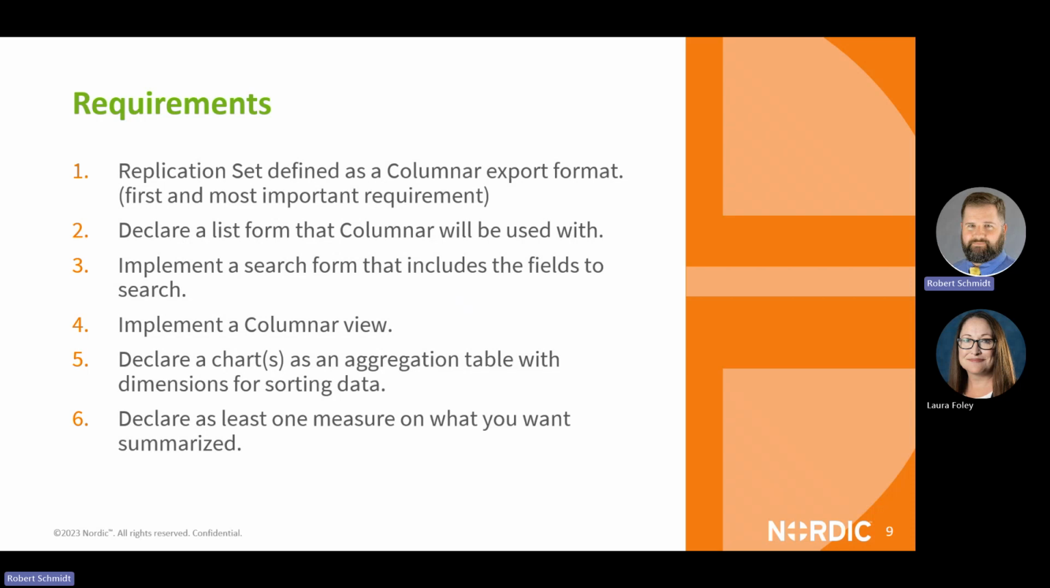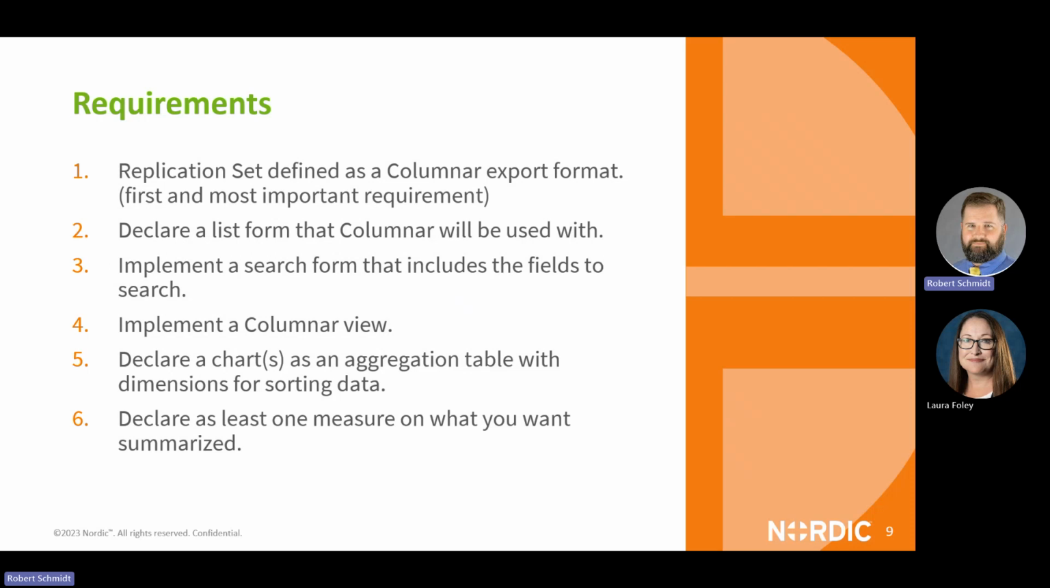And then we're going to implement a columnar view as part of that config console. So first we have a list form. We generally use a search form. We implement the columnar view. And then the next piece is we have to declare at least one chart. And our chart is an aggregation table with our dimensions.